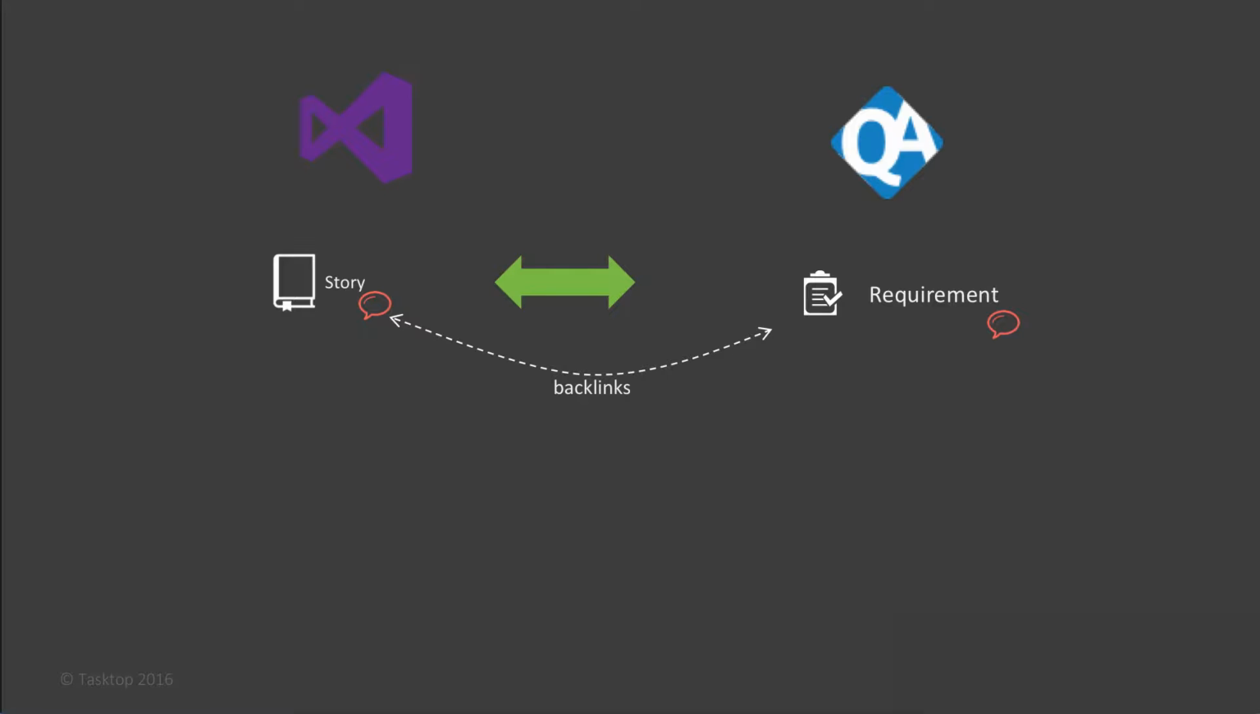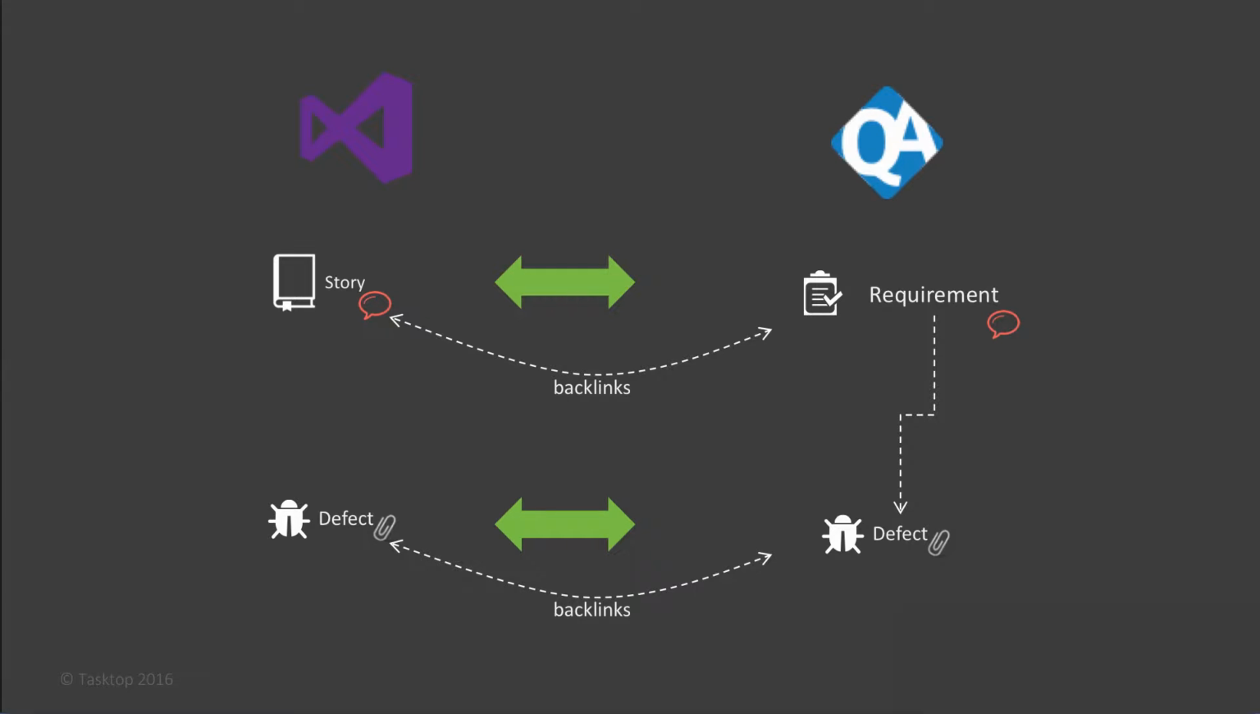So here's the scenario we're going to show you. We have Microsoft TFS on the left and SmartBear QA Complete on the right. In Microsoft TFS, we'll create a story which is synchronized over to SmartBear QA Complete as a requirement. We'll be able to have comments flow back and forth between the two tools. There will be backlinks, so there'll be traceability as well. Then in SmartBear QA Complete, we'll create a defect, and that defect will synchronize to Microsoft TFS. Again, we'll be able to add attachments to this defect and backlinks to ensure traceability as well.